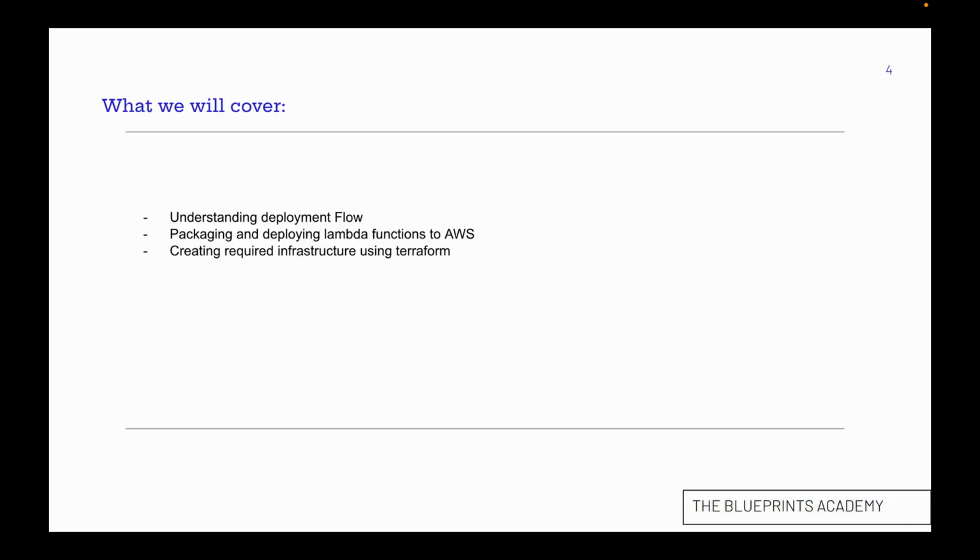So what we will cover today. The first thing that we would be discussing is the deployment flow. As of now, we have everything on our local. Now is the time that we need to deploy all this local stuff to AWS. So we would be discussing the deployment flow. Second, we would be packaging and deploying the Lambda functions to AWS. And here we would be using Docker. More about this later. And third, we would be creating our required infrastructure like the EventBridge rule and Athena tables via Terraform. So let's get started.